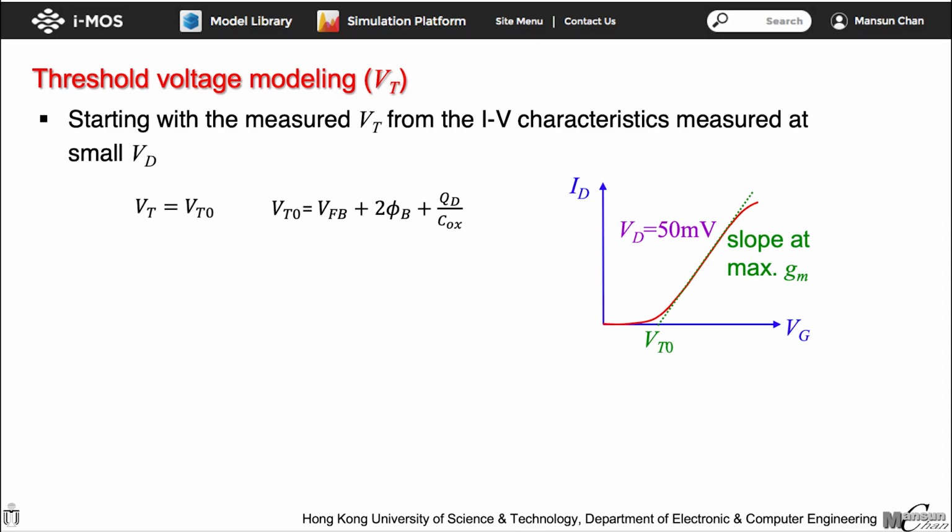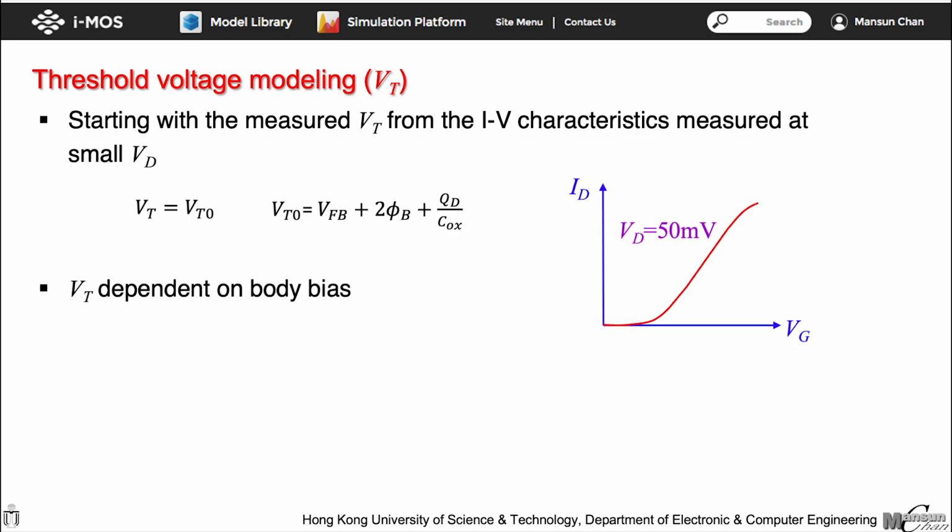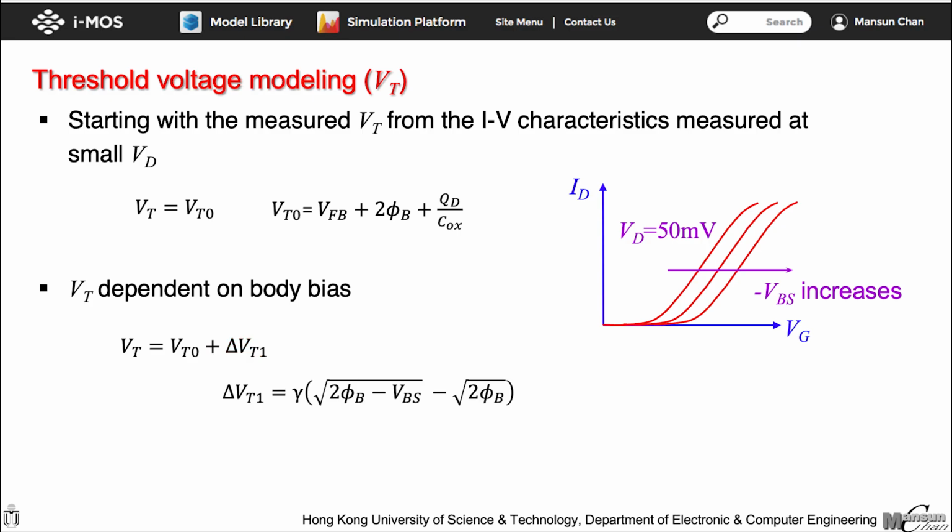The first factor we need to enhance in the threshold voltage model is its dependence on body bias. When a different body bias is applied, the drain current shifts accordingly, leading to different values of VT. To account for this, we add a correction term, delta VT1, to the VT expression. Delta VT1 is defined by a common expression where gamma is the body factor and phi b is the difference between the Fermi level and the intrinsic Fermi level of the silicon substrate.